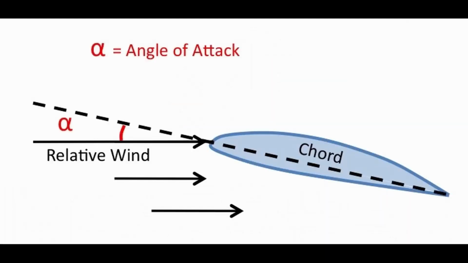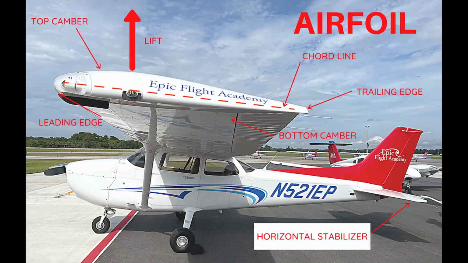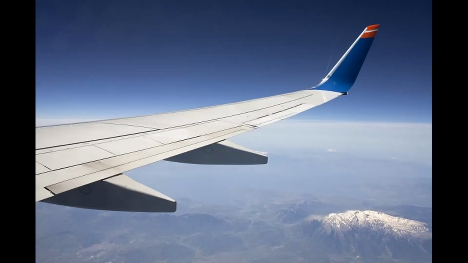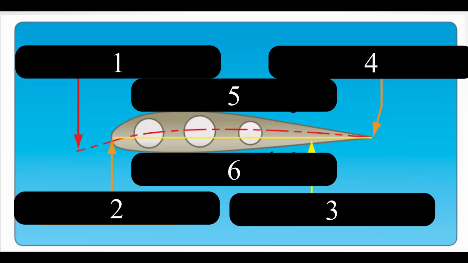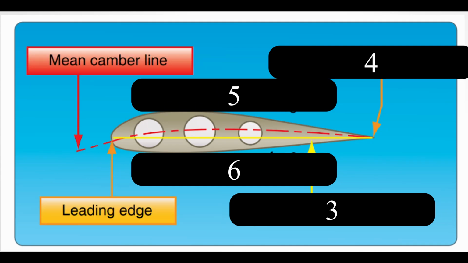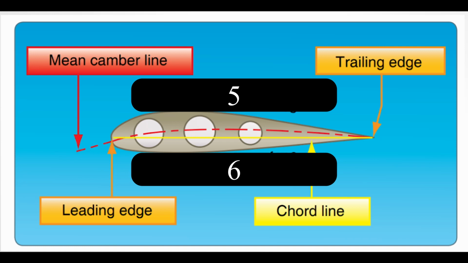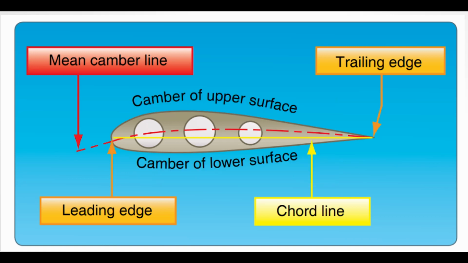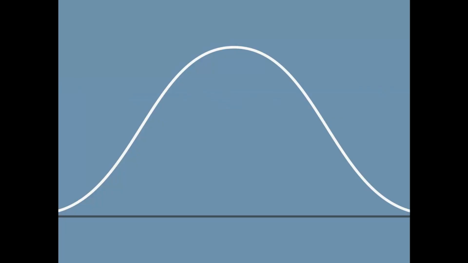Before we talk about angle of attack, we have to define the components of an airfoil. An airfoil is really just a cross-section of the wing. There are 6 main components: mean camber line, leading edge, chord line, trailing edge, camber of the upper surface, and camber of the lower surface. Camber is just a fancy word for curve.